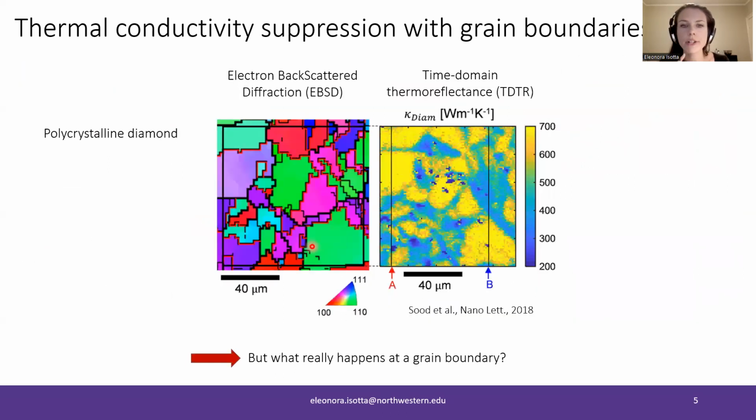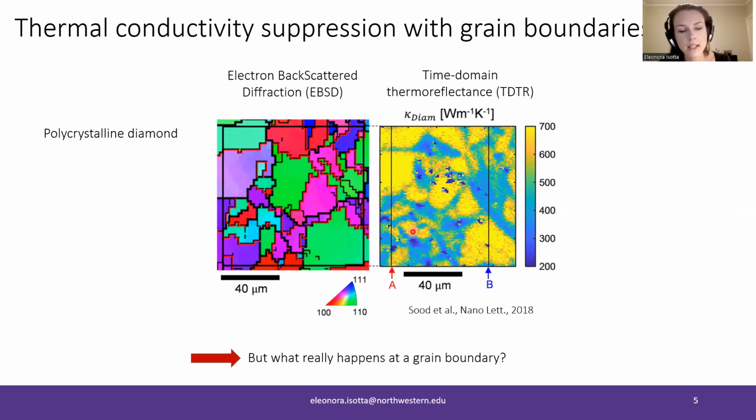In this direction, a very interesting study coming out a few years ago was one where they employed time domain thermoreflectance, or TDTR, to map the local thermal conductivity in a polycrystalline diamond sample. And they realized that the thermal conductivity is not homogeneous at all, but in fact, in regions with a high density of grain boundaries that were identified with electron backscatter diffraction, or EBSD, they noticed that the thermal conductivity was roughly 50% suppressed as compared to the center of large grains.